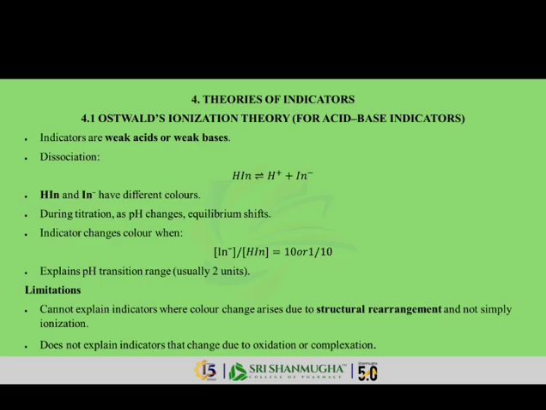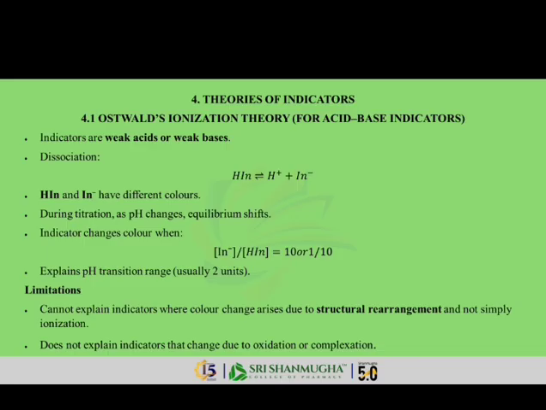Next, the theories of indicators. First, Ostwald's ionization theory, for acid base indicators. Indicators are weak acids or weak bases. The H+ ion and ionized forms have different colors. During titration, as pH changes, the equilibrium shifts. It explains why indicators change color within a pH transition range, usually about 2 pH units.